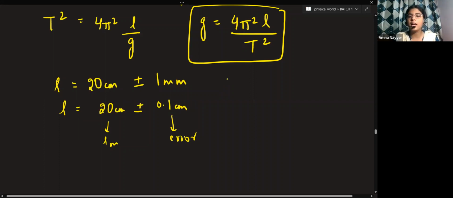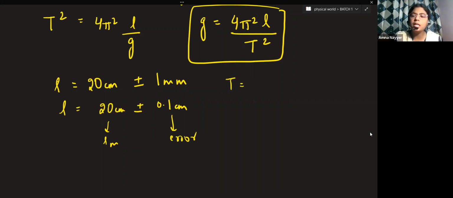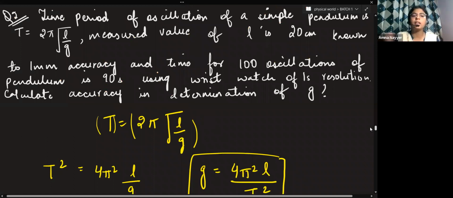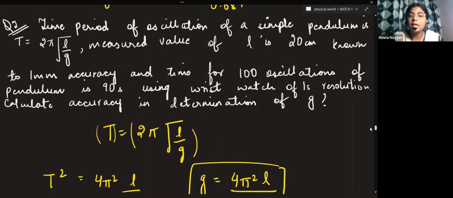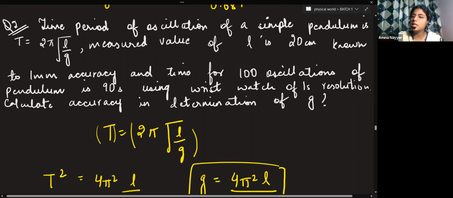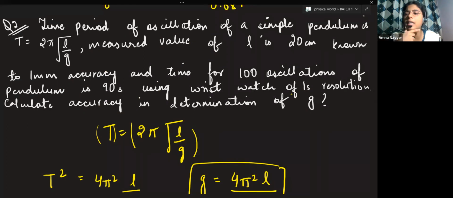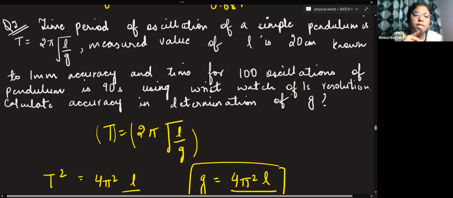Now, L we know. Regarding time, it has also given that for 100 oscillations of the pendulum, means if the pendulum moves in this manner, this is known as an oscillation of the pendulum, the time is 90 seconds using a wristwatch of 1 second resolution. Means 90 seconds is the mean value, and 1 second is the error, because the least count of the wristwatch is 1 second. So this becomes 90 seconds plus minus 1 second.